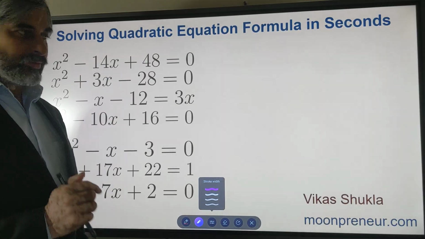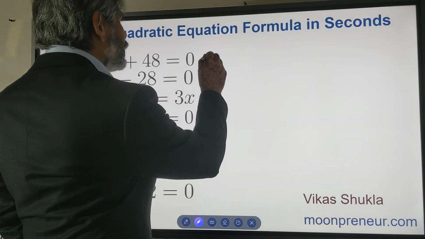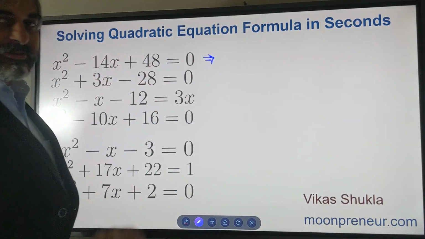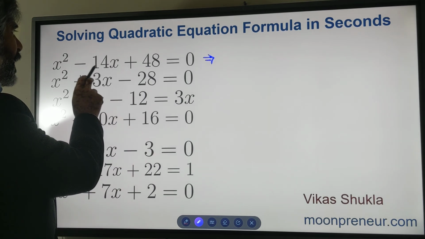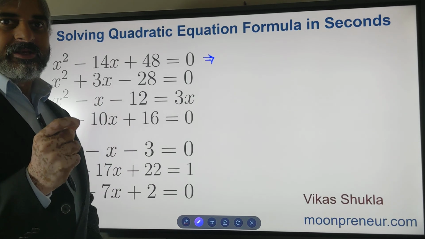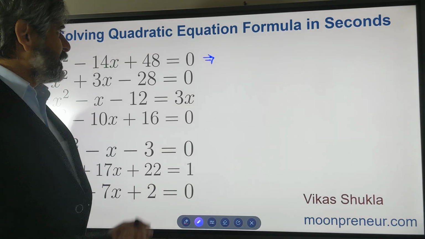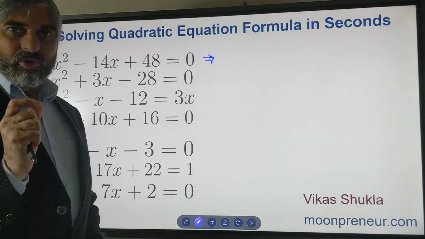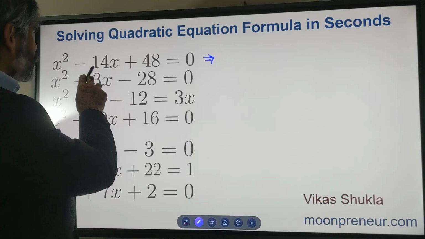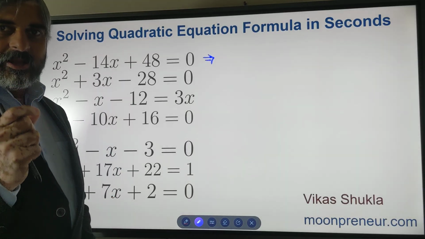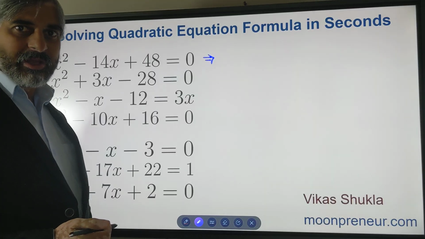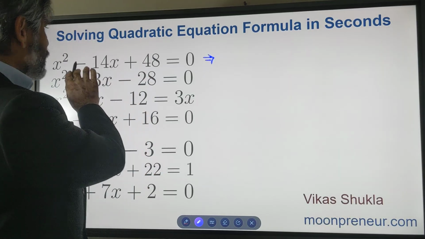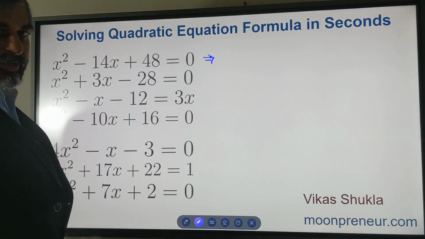using factorization. So the way we do it is we factorize this equation first. We split minus 14 into two parts so that their product is plus 48. Such two numbers are minus 6 and minus 8. So minus 6 multiplied by minus 8 is plus 48. Do remember those signs, minuses and pluses.